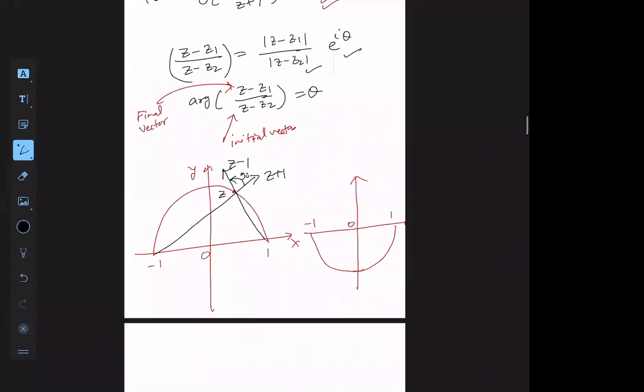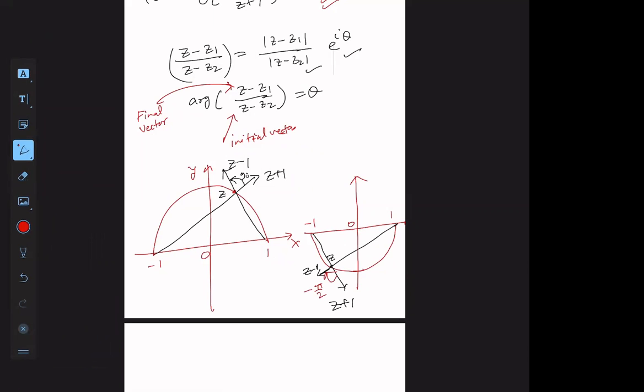Now consider this scenario. Let's say this is the z point. If I join this with 1, I will get z minus 1. If you join with this, I will get z plus 1. If you rotate this z plus 1, you have to rotate in the clockwise direction. So this angle will be minus pi by 2.